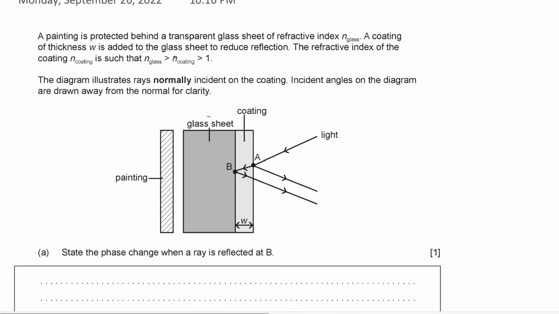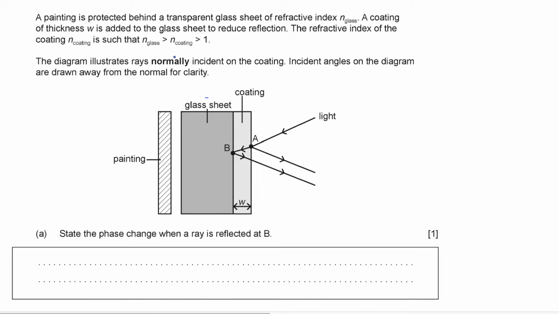So the problem says a painting is protected behind a transparent glass sheet of refractive index n_glass. A coating of thickness w is added to the glass sheet to reduce reflection. The refractive index of the coating n_coating is such that n_glass is greater than n_coating is greater than 1. The diagram illustrates rays normally incident on the coating. Incident angles on the diagram are drawn away from the normal for clarity. State the phase shift when a ray is reflected at B.